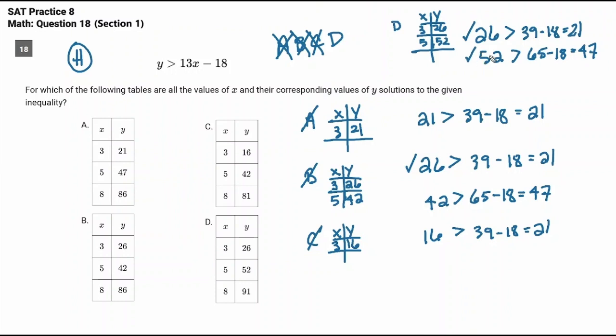All right? So last one. 91 is y. Is bigger than 13 times 8. This one's new. Calculator math. 104 minus 18. More calculator math. 91 is bigger than 86. So the answer is D. You get this problem right. You know you're right. And now you get to move on to some really hard problems to close out Section 1.